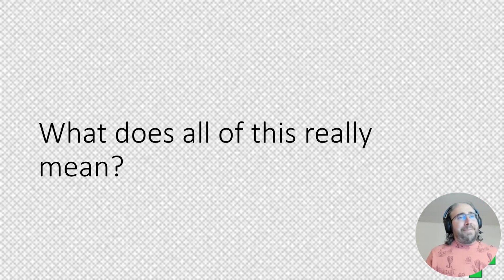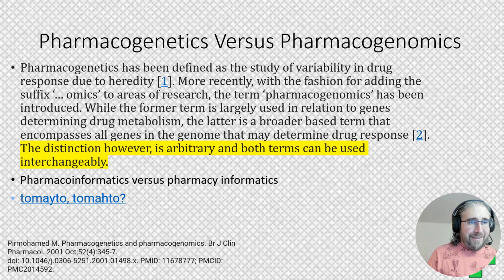So what does this all really mean in the end? And is there really a difference? If you look at the literature, it's really gotten past this when you look at pharmacogenetics versus pharmacogenomics. Despite their technical differences, they're considered interchangeable. So I put a snippet of an article that highlights that perspective. So is this really a tomato versus tomato type of situation where we're just getting picky?